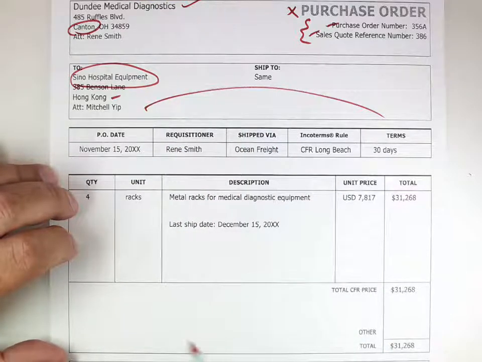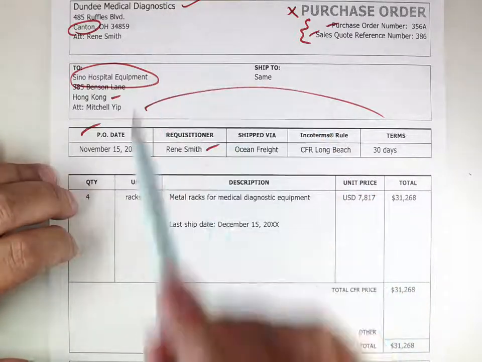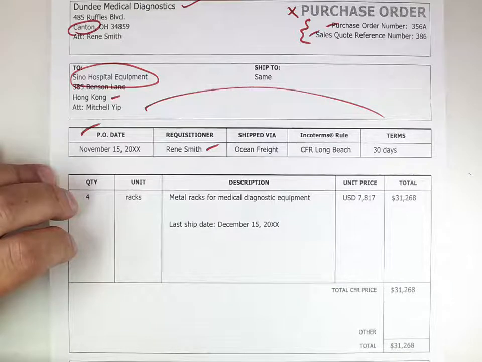Let's look at some more of the details, starting left to right. What's the purchase order date? Well, November 15th, 2000 and something. The requisitioner is Renee Smith. Maybe Dundee Medical has a buying team of 15 people, 10 people. It's always good to know who the buyer is. So if Sino has any questions, they can go back to that specific person.